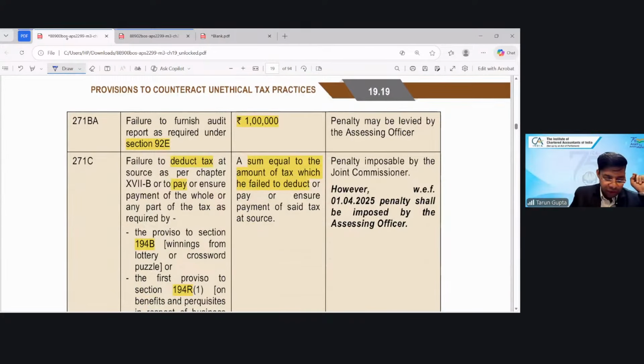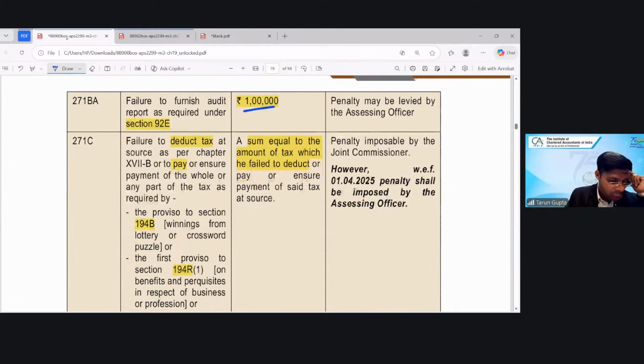Fail to furnish TP certificate, rupees 1 lakh, 271C. Failure to deduct tax. If you were required to deduct tax on any other payment and you fail to do that, then a sum equal to the amount of tax which was required to be deducted shall be the amount of the penalty under 271C. But this is one default, and the 271C default is failure to deduct.